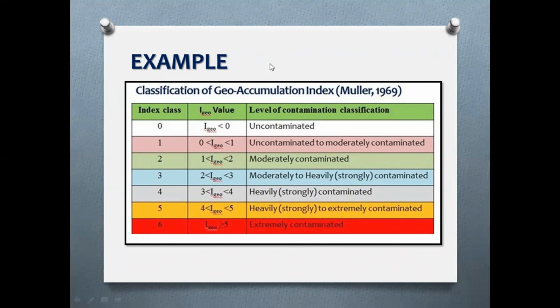So basically, for example, in geoaccumulation index, when we see that the index class belongs to class 1, it means that the sample is uncontaminated to moderately contaminated. If we see that the index class falls under class 6, then we'll say that the sample is extremely contaminated with heavy metals.